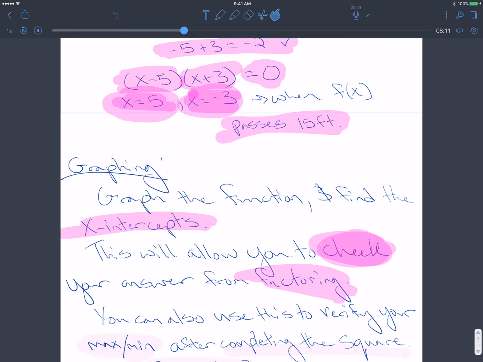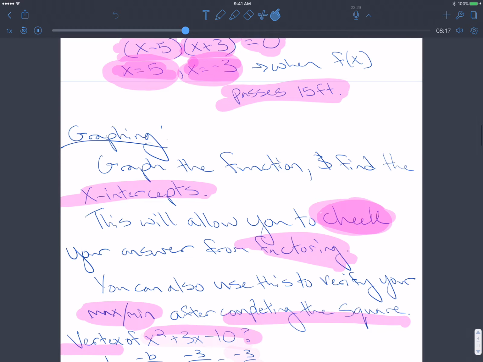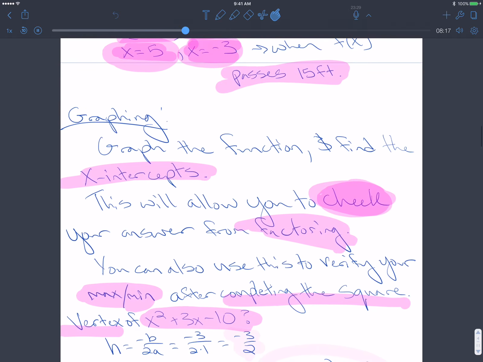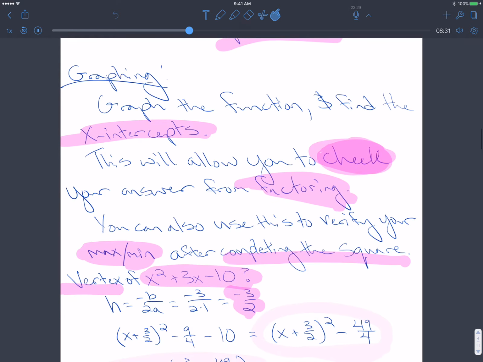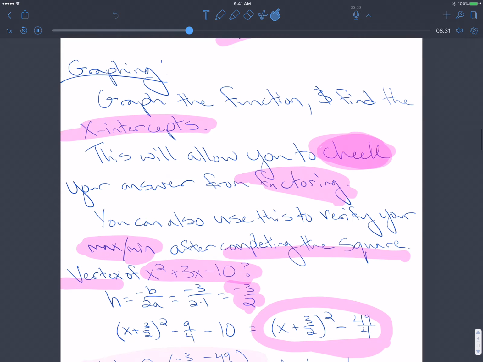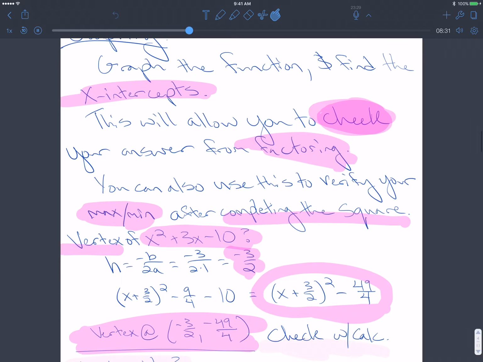You can also use it to verify max-min. So right, in the previous section we were completing the square to find the vertex, right? So if I gave you that same function, x squared plus 3x minus 10, well, the h, or the x value for my completing the square, is negative b over 2a, which is negative 3/2. Substituting that in, I end up with my standard form as x plus 3/2 squared minus 49/4. So my vertex is at negative 3/2, negative 49/4.